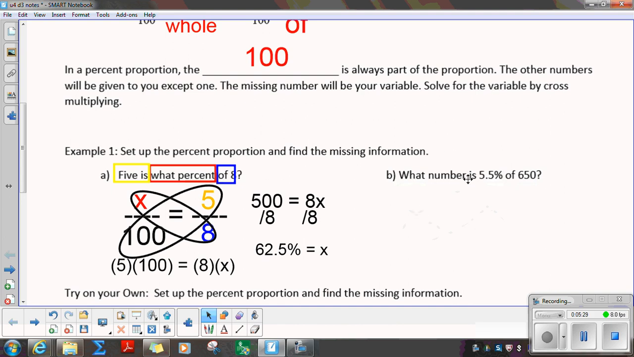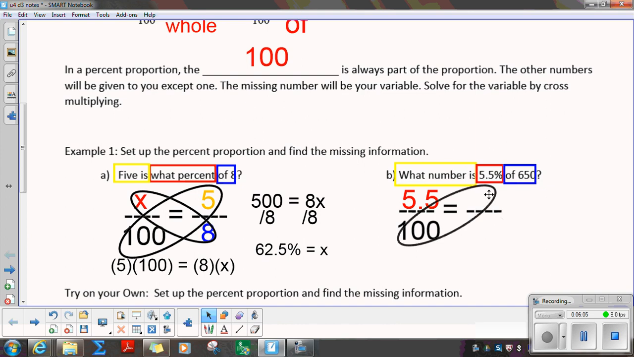What number is 5.5% of 650? Okay, so I'm going to go ahead and set up my proportion with the 100 already there. I'm going to put in my percentage because they gave me that, so that's the number going over 100, 5.5. Okay, what number is? The "is" I actually don't know, so that's my variable.